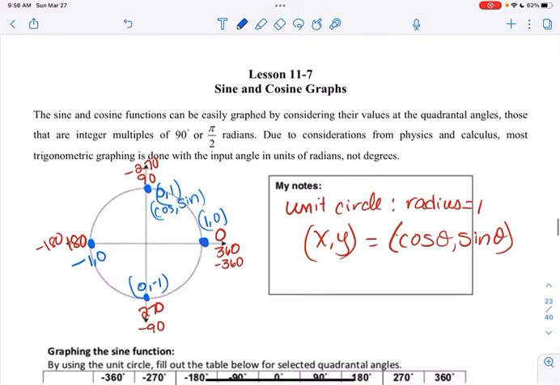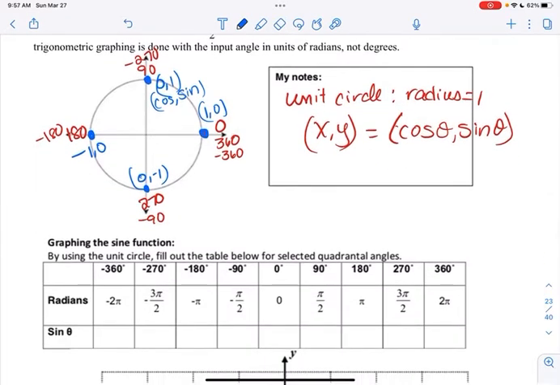Okay, so let's fill in this chart right here, basically just by using the unit circle. I'm going to start with 0, 90, 180, 270, 360, and then I'll do the negatives. So sine of 0, I'll highlight it up here. Sine is my y value. I'm going to highlight all of them. Sine is my y, sine is my y, sine is my y. So sine of 0 is 0.